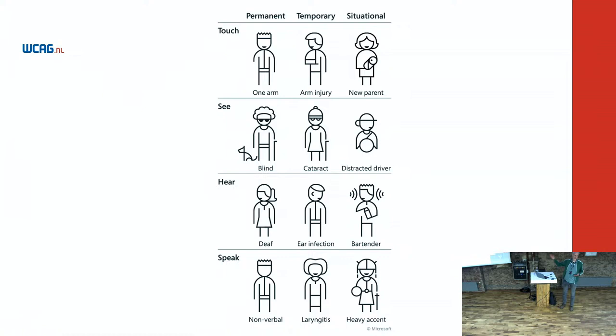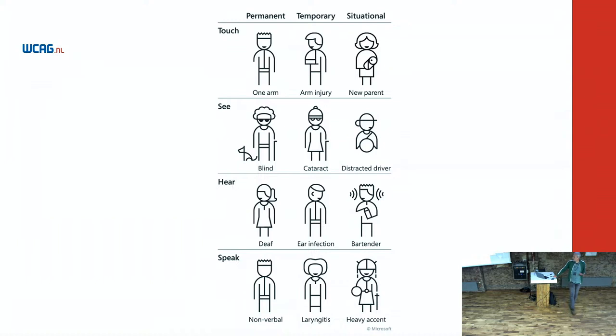This is a very nice image from Microsoft that I like, because here you can see, for instance, if you have a hearing problem, you could be completely deaf, but it could also be that you have an ear infection and you don't hear well for, let's say, a couple of days or a couple of weeks maybe, or you are in a loud environment, and in that situation you cannot hear anything properly. So if you have a proper site with good accessibility, then it is good for everyone. Also if you do not really have a disability, like the bartender in this case.